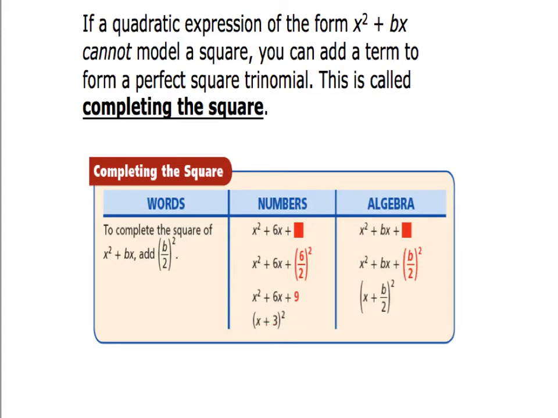Now how do I make this work for everything? Well, I have my b value here. You're going to take that b value, take half of it, and then square it. So in here you'll have x plus b over 2, and that will be the quantity squared, which will be the factored form of the perfect square trinomial in this situation.